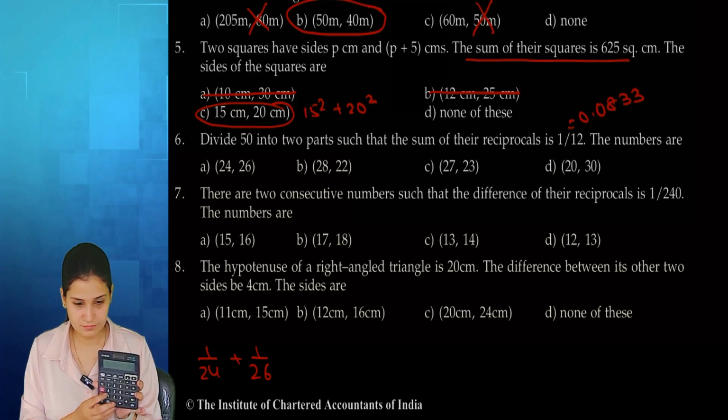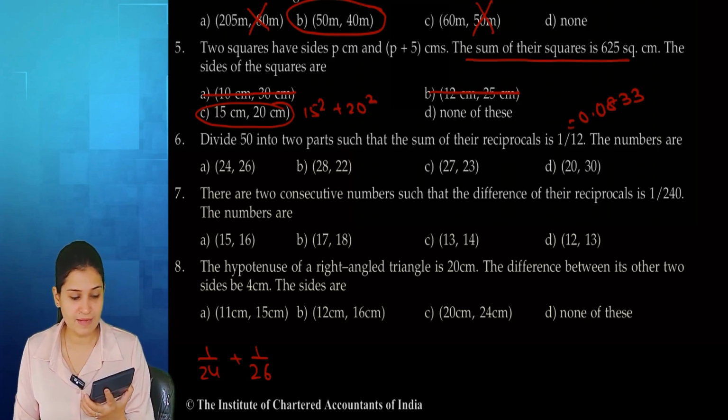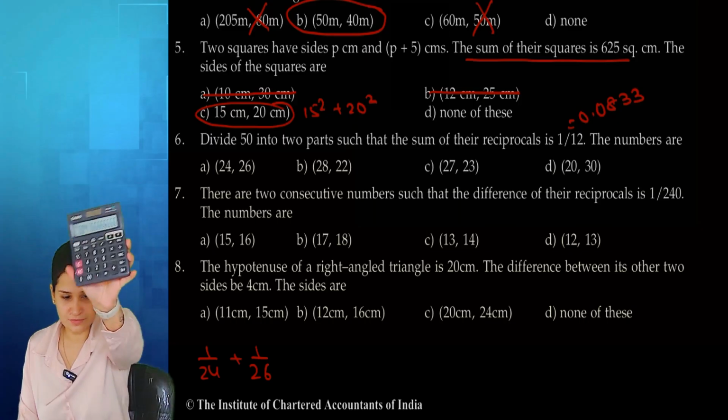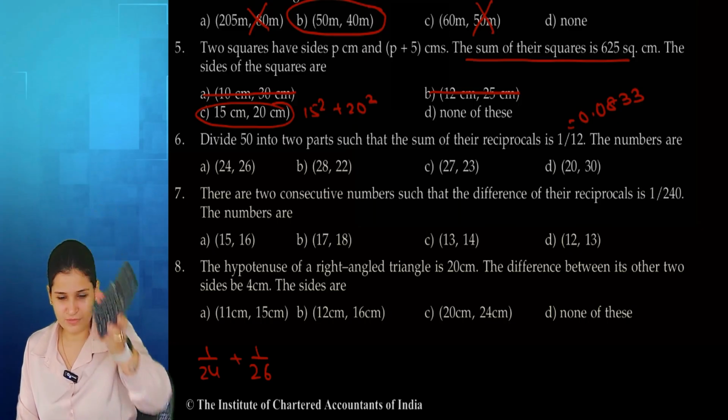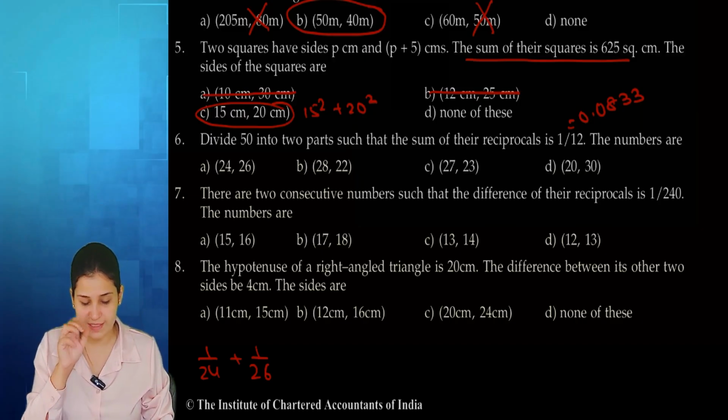Press 1 divided by 24 and equal. I don't think you'll be able to see it. So, your screen should have 0.041666.